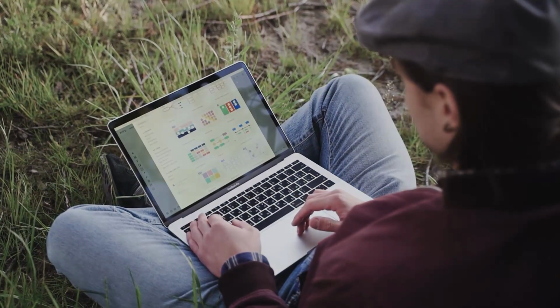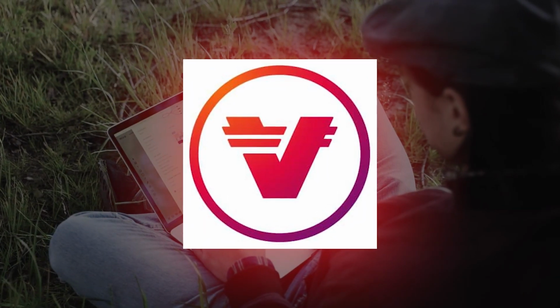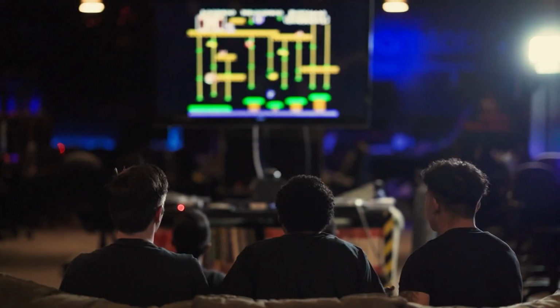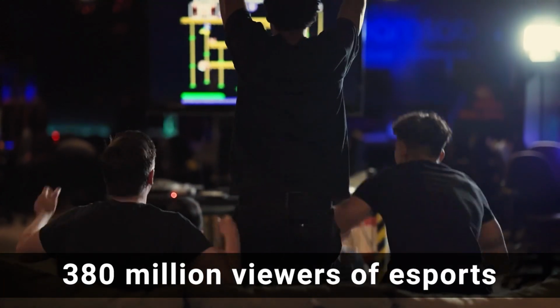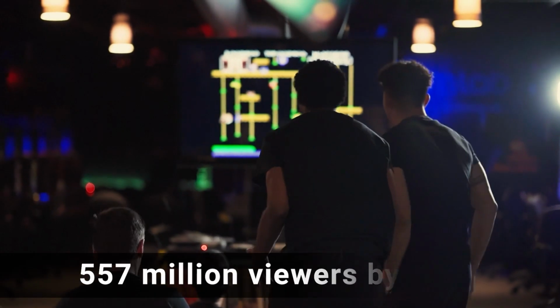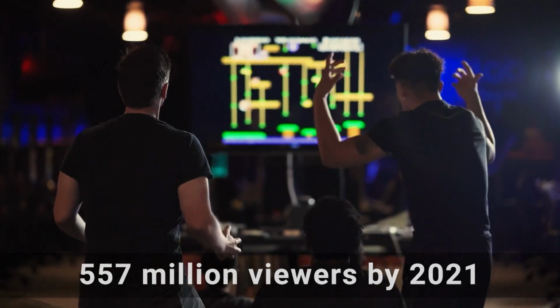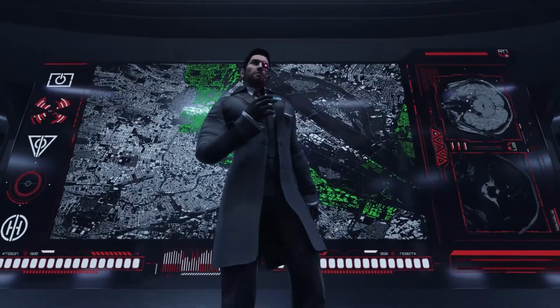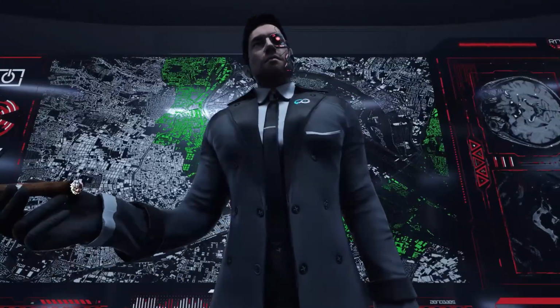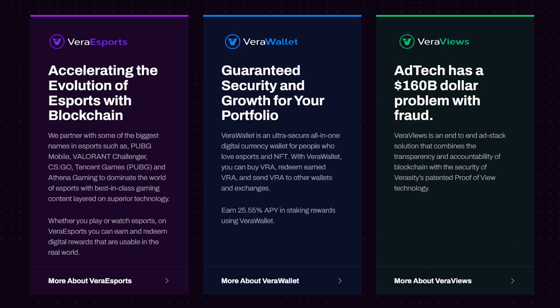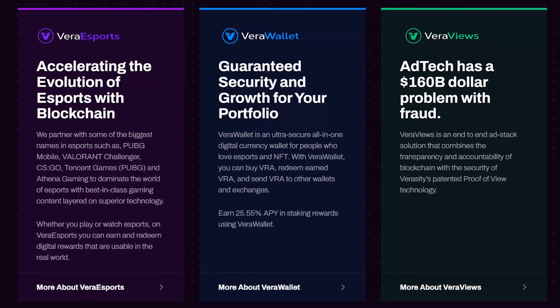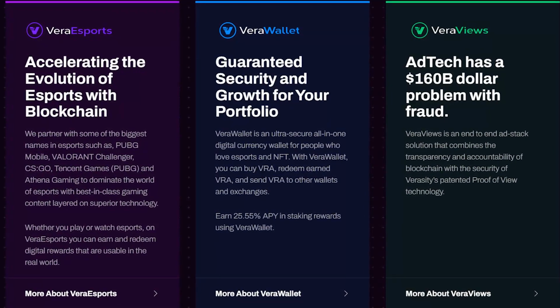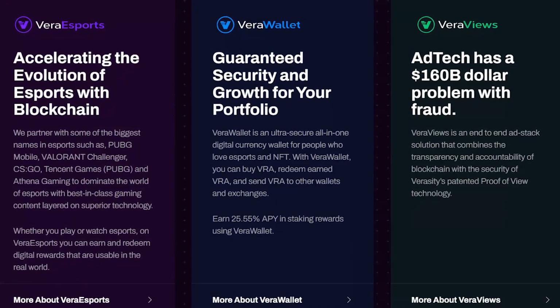Some of you may wonder why we said this would gain so much popularity so quickly. In 2018, there were over 380 million viewers of esports, and this figure grew to 557 million viewers by 2021. Worldwide, the games market generated over $120 billion in 2019, with this much revenue coming from local gaming experiences in exchange for real money. Veracity takes this to the next level by offering rewards for watching, subscribing, and winning with VRA, which makes Esports Fight Club an ideal way for Veracity to showcase its products.